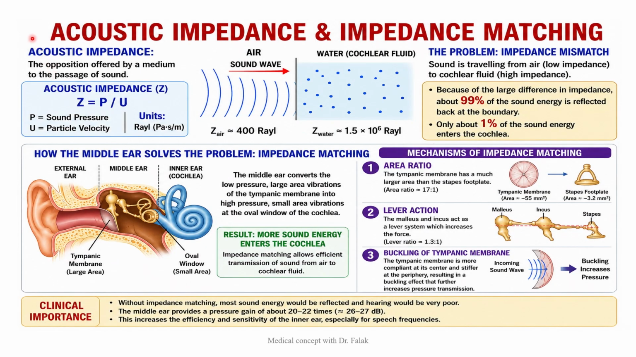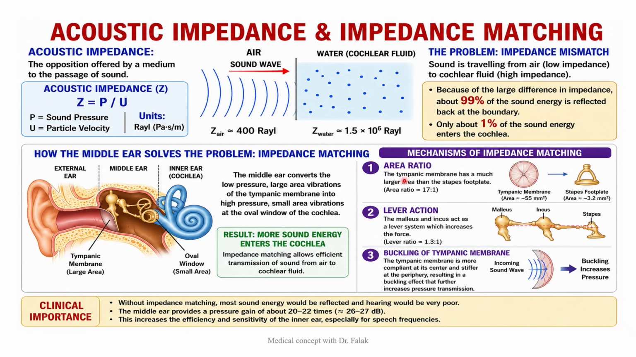Now coming to another most important exam topic, that is acoustic impedance and impedance matching. Acoustic impedance is the opposition offered by a medium to the passage of sound. For example, sound waves are normally present in the air. They have to pass through the fluid in the cochlea. So the most important problem is that the sound is traveling from air with low impedance to cochlear fluid with a high impedance. So the majority of this sound energy is reflected back while only a few percent of the energy enters into the cochlea. So how does the middle ear solve this problem?